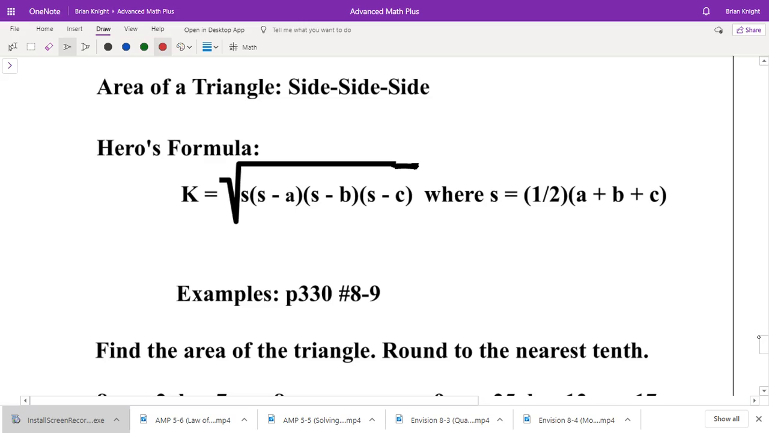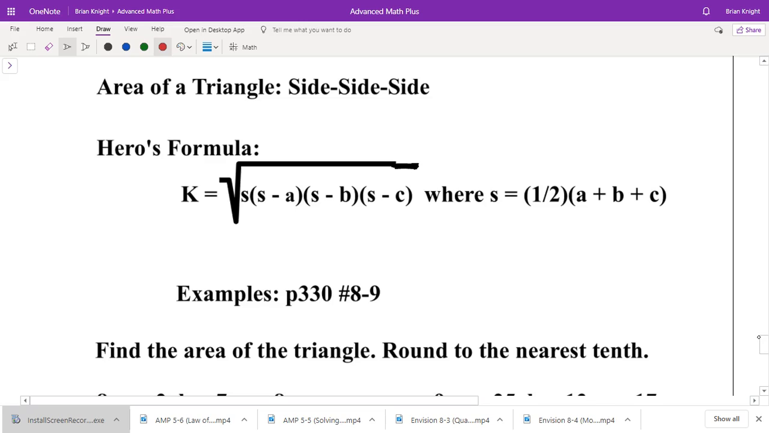All right, our final problems of the day: we are finding the area again. Yesterday we had two area problems. One had two sides and the angle in between them. One had one side and all three angles. Today we have all three sides. It doesn't have to be the base or the height. You can find the area of a triangle from all three sides. This is called Hero's formula.